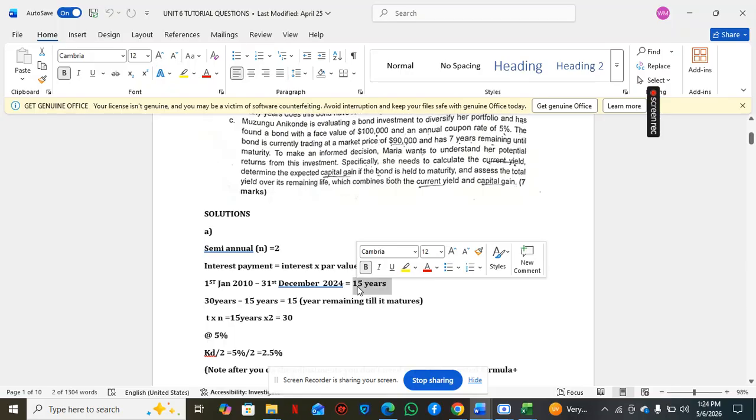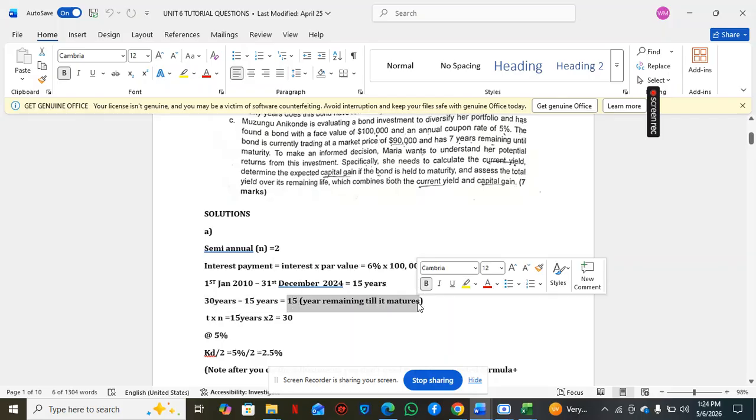From 1st January 2010 to 31st December 2024, it is 15 years. So how many years are remaining till the maturity of this bond? 30 minus 15 years. 15 years are remaining till maturity. So we're going to focus on those 15 years.